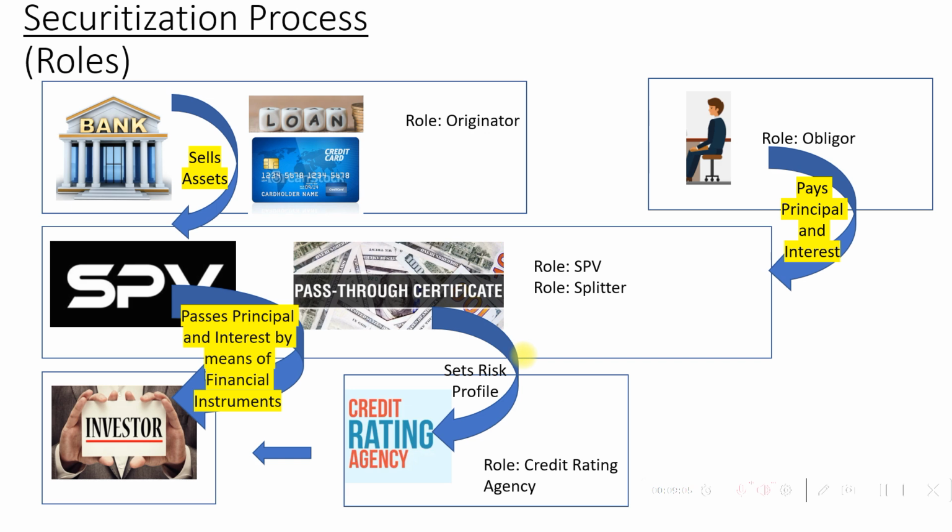So next role is credit rating agency. This pass-through certificate or pay-through certificate, which I was mentioning about, is rated by a credit rating agency and when issued to the public can be traded in the secondary market as debt instrument for an interest rate swap. So this completes the different roles in the securitization process.